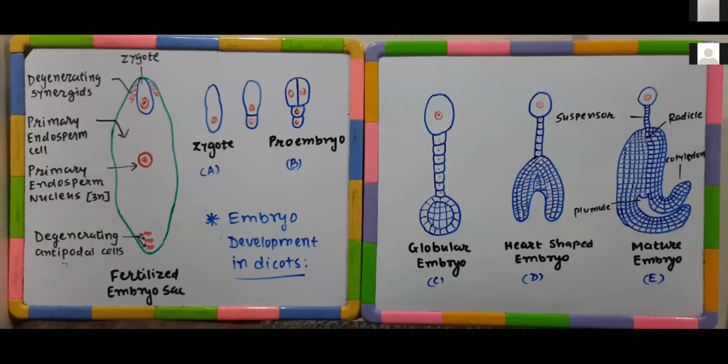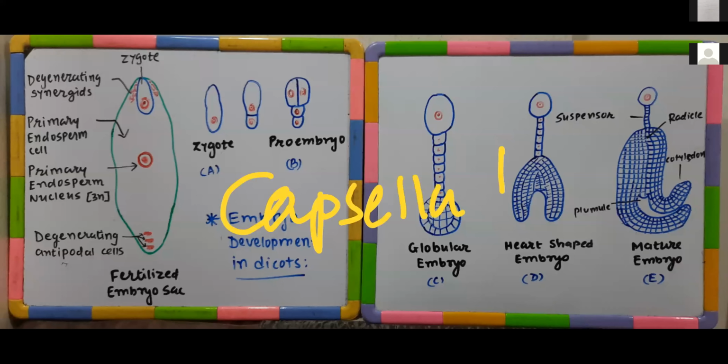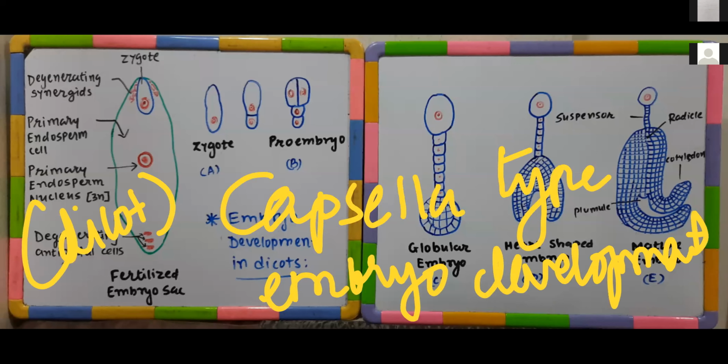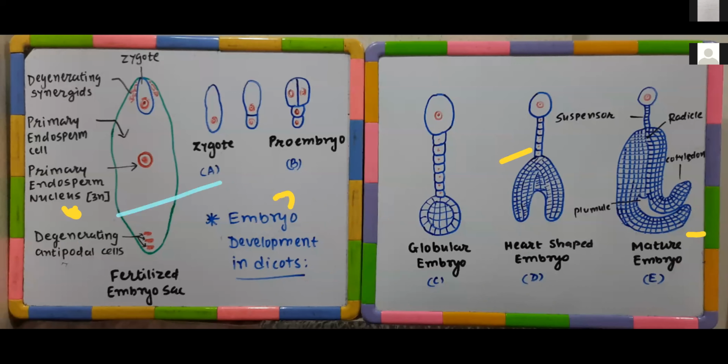Particularly the one that is shown over here indicates the embryo development in the case of dicot plants. Actually, Capsella plant was the one in which such a development was studied. So it's a Capsella type of development of embryo. Capsella was a dicot plant, the first one in which a detailed study of embryo development was done. So the diagram depicts Capsella type of embryo development.